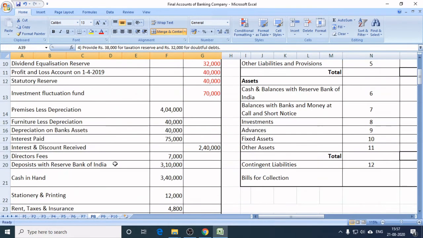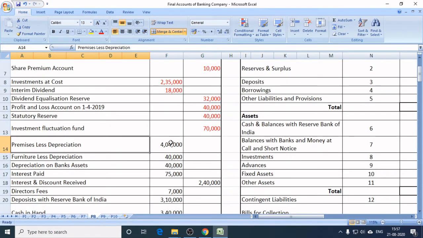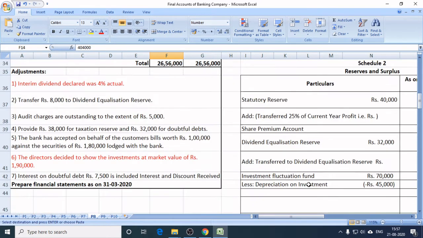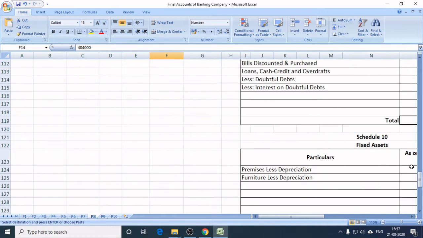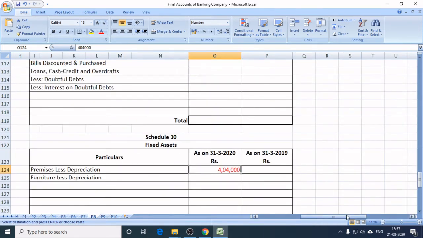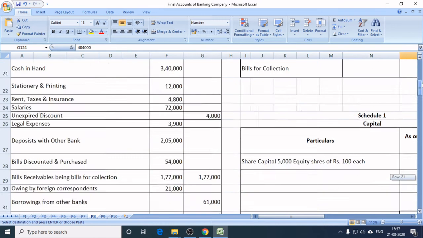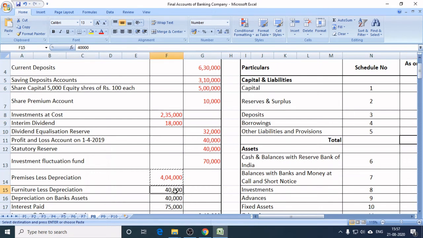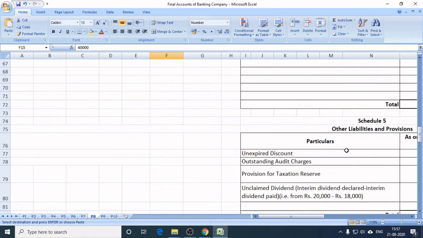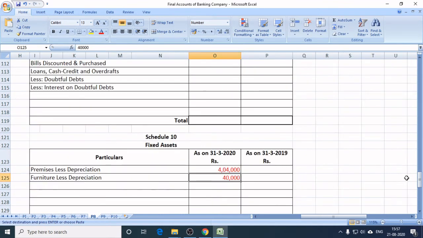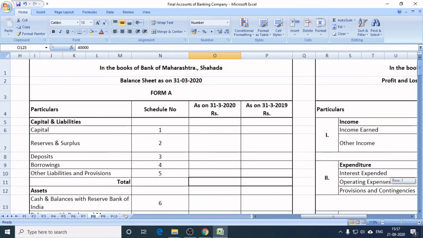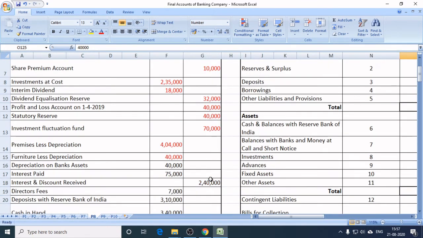Okay, now the next in the problem is premises less depreciation 4,04,000. Now we have schedule number 10 for it, so I'll show it under schedule number 10, that is fixed asset. Here premises less depreciation 4,04,000. Okay, the next is furniture less depreciation, the value is 40,000. It will go under schedule number 10 only, that is fixed asset. So here furniture less depreciation 40,000 rupees.